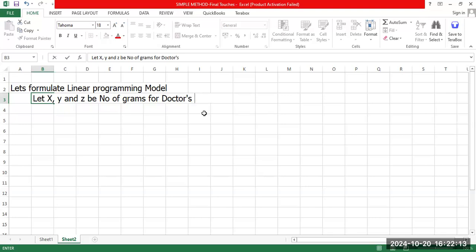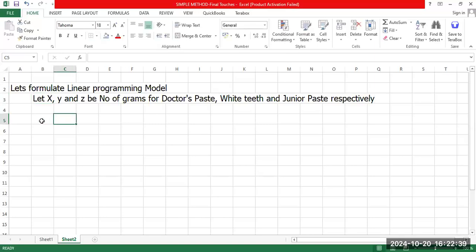Make sure that things correlate. Let X be Doctor's Paste. Then next I call Y to be White Teeth, and Z Junior Paste, respectively. Okay. I have defined my decision variables.